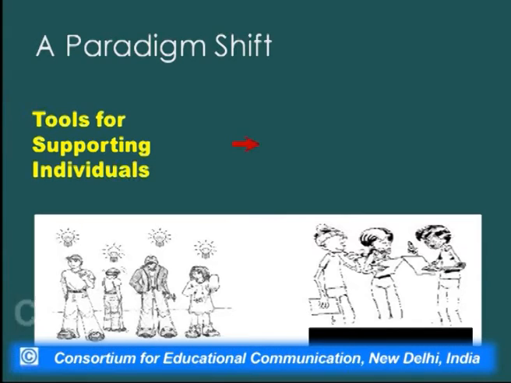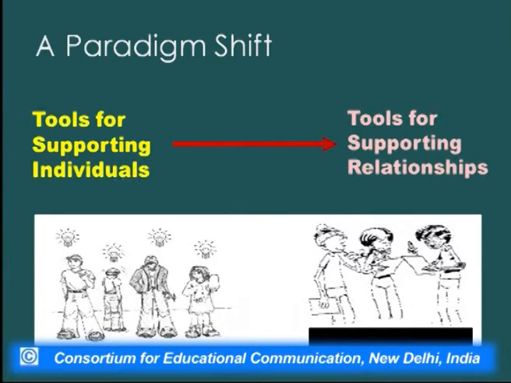Now, how does the paradigm shift? From tools for supporting individuals to tools for supporting relationships. Earlier, things were changing more. Earlier, individually students used to do so many things. Now there are different tools which support different kinds of relationships. You can share one file with all, you can share a document with all your colleagues or your friends. So many things are changing fast.